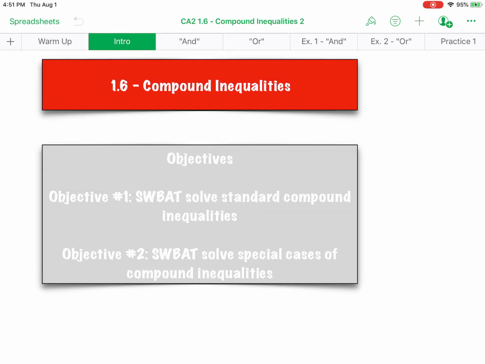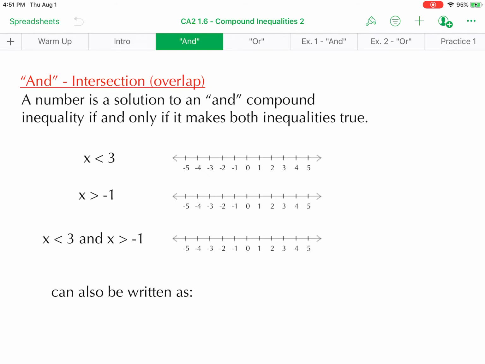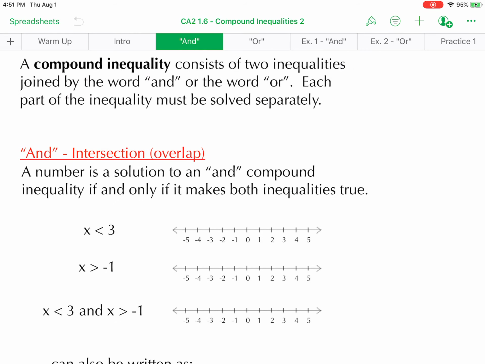All right, in section 6, we're moving on from simple inequalities to compound inequalities. In this particular video, we're going to handle objective 1 of this lesson, which is to be able to solve standard compound inequalities. Now, a compound inequality is simply an inequality containing two inequalities joined by the word and or the word or. Each part of the inequality has to be solved separately.